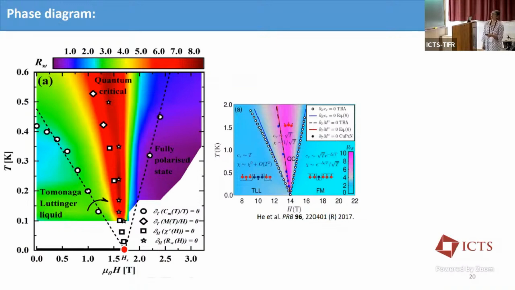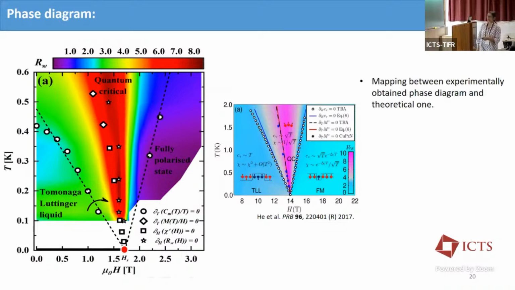So if now you compare this experimentally obtained phase diagram with what was predicted by He et al. in 2017, you see that there is a very nice match between what we have been able to obtain and what was calculated by He et al.